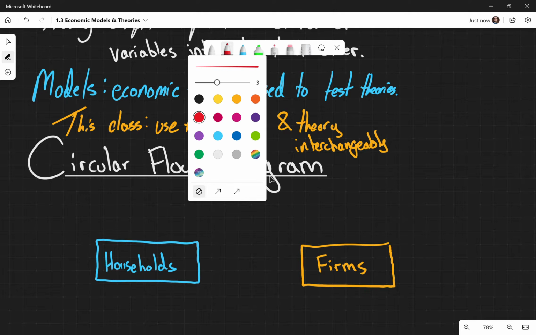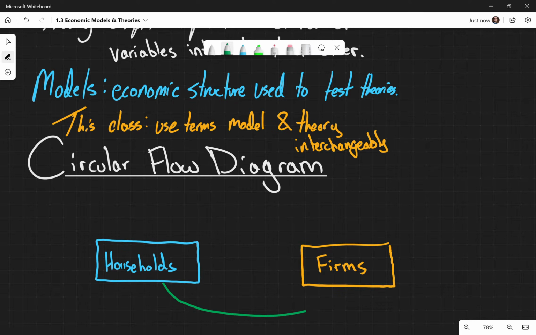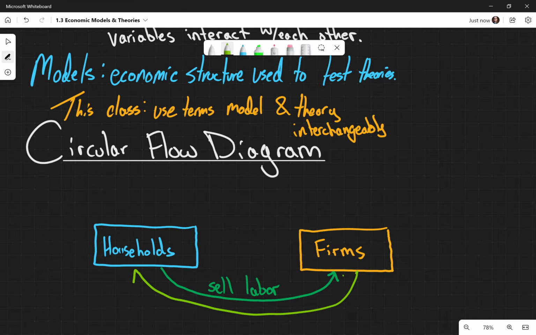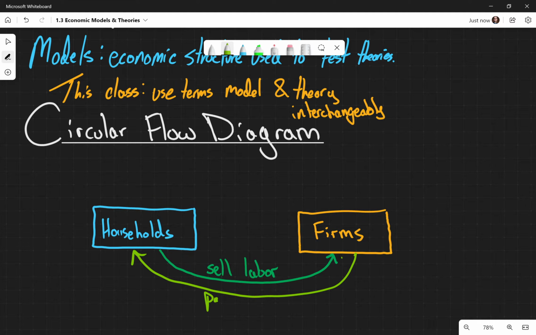When we interact with firms, what's one of the main ways that we interact with firms? We sell our labor, very good. So we go ahead and we sell our labor services to the firms. And in return, we get payment, in terms of wages or salaries.